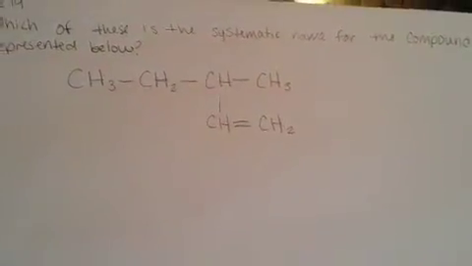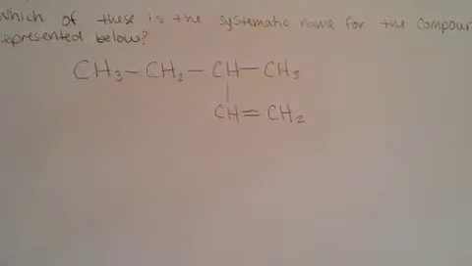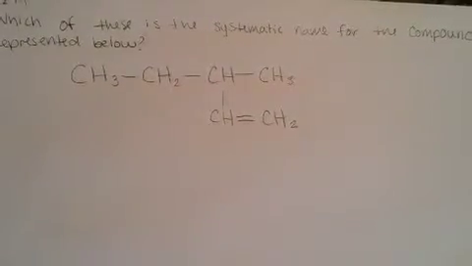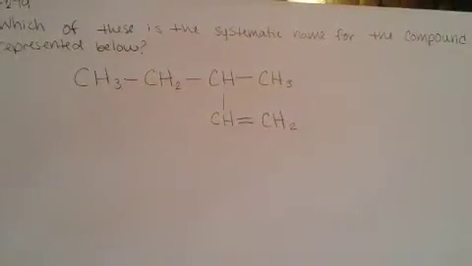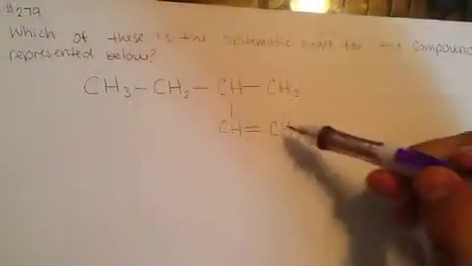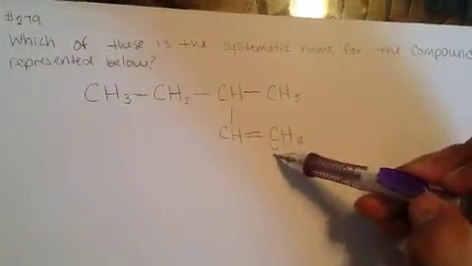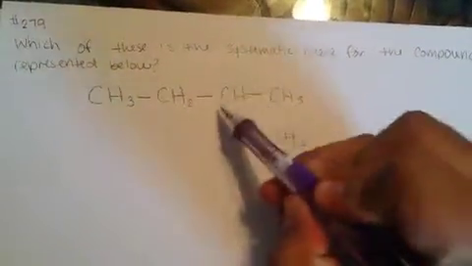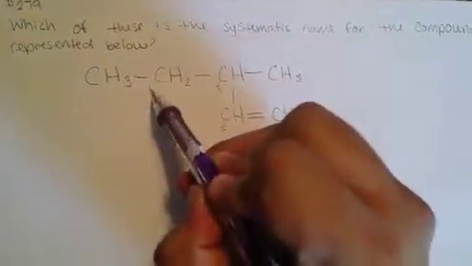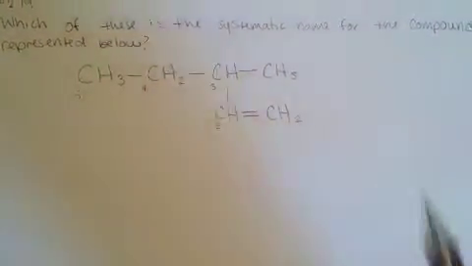So the question here today is, which of these is a systematic name for the compound represented below? Your first step is to identify the longest carbon chain. So we're going to start counting from this point here. So this would be 1, 2, 3, 4, 5.